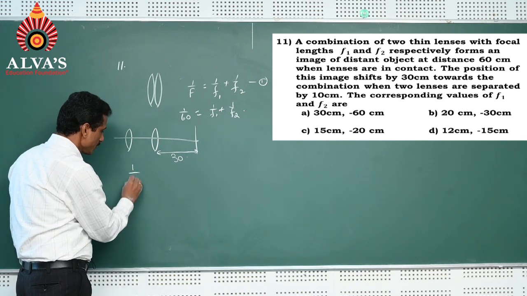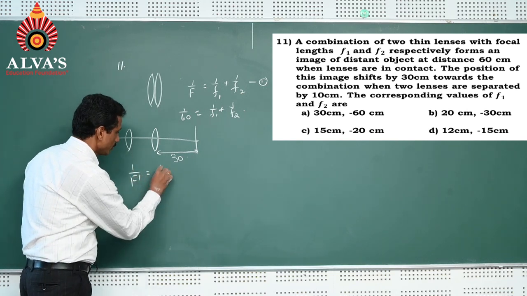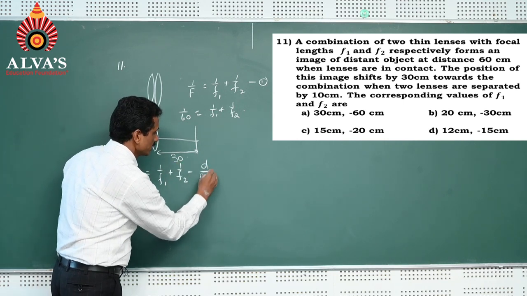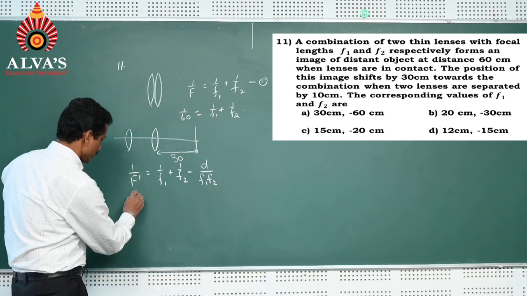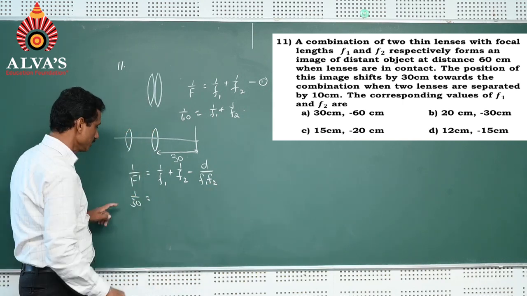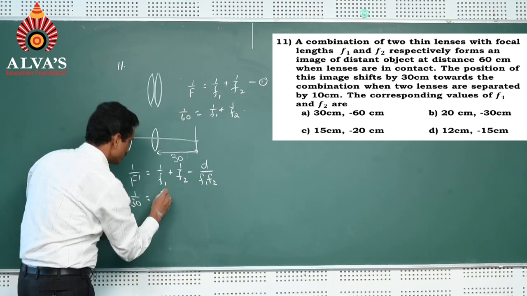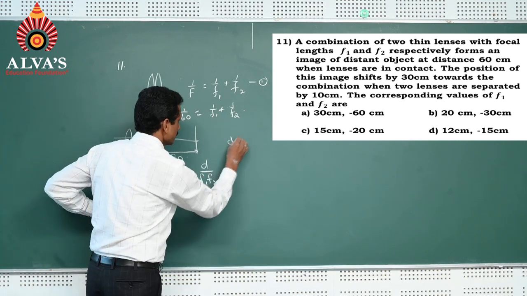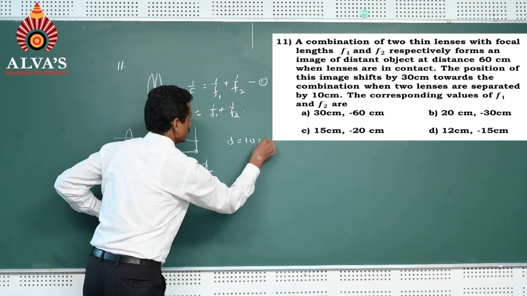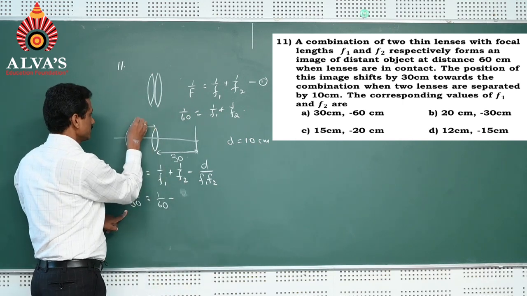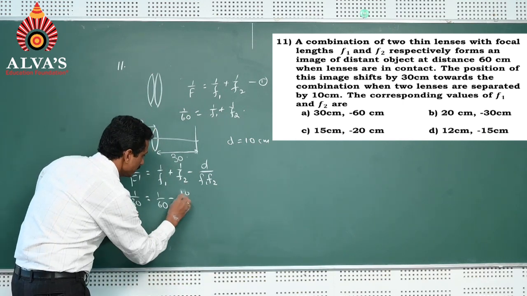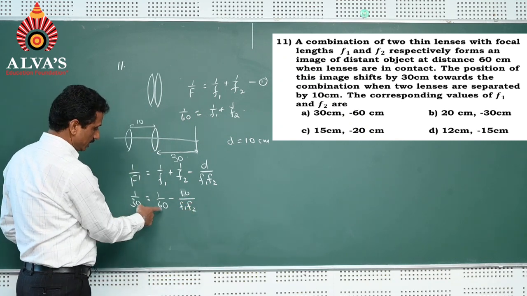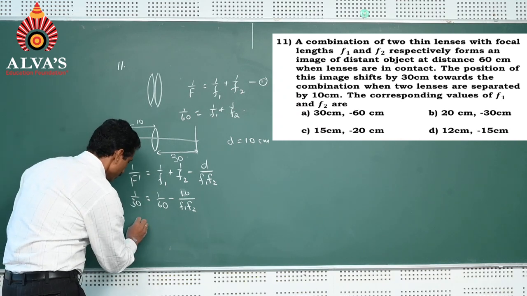Therefore, here the formula is 1 by f dash is 1 by f1 plus 1 by f2 minus d divided by f1 f2. Substitute here 1 by 30. Given 1 by f1 plus 1 by f2, you take this 1 by 60, minus d, which is given as 10 cm, that is 10 divided by f1 f2. Simplifying this, you bring it to this side.